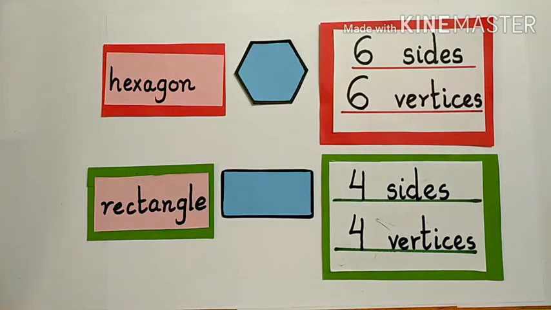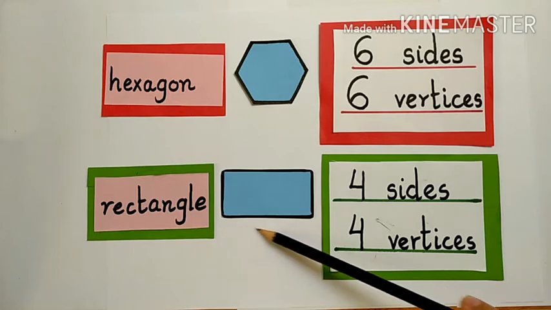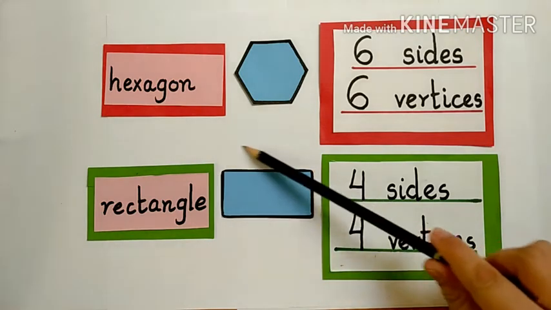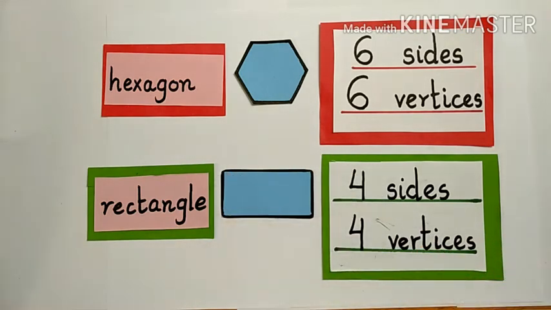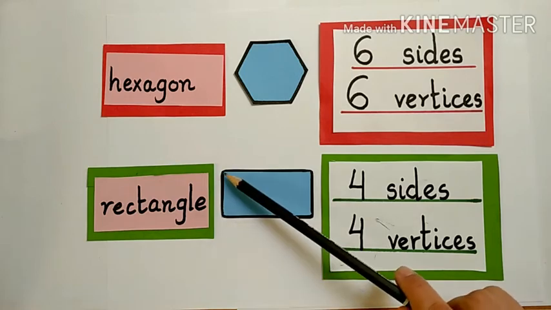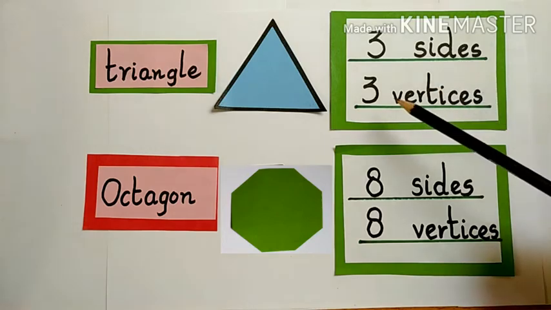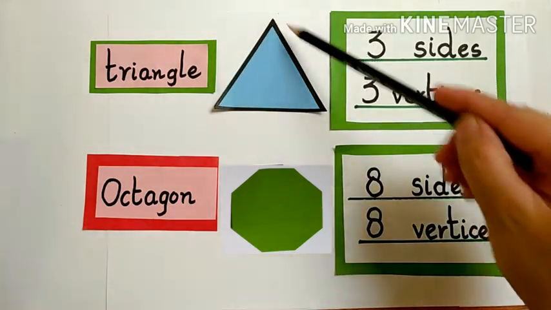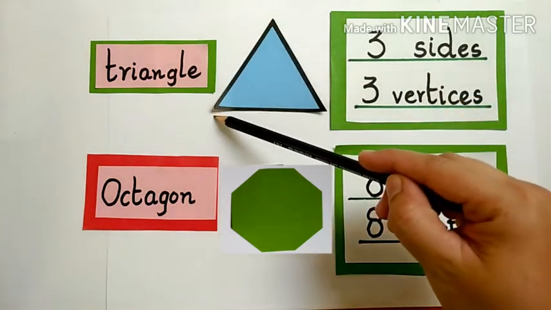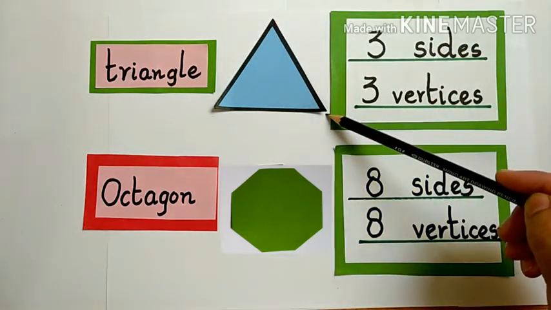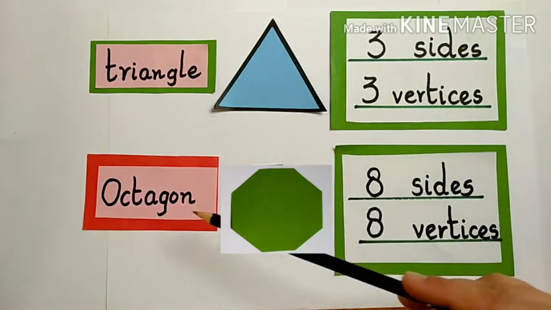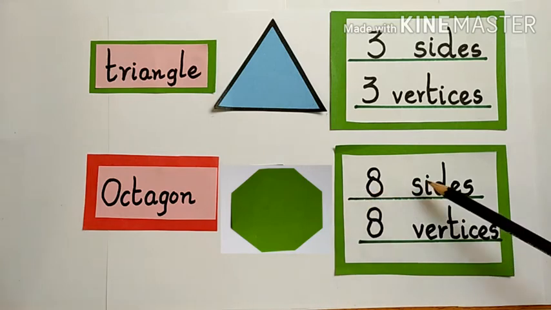A rectangle has 4 sides, 1, 2, 3, 4, and 4 vertices. A triangle has 3 sides and 3 vertices. These are the sides, and these points where the lines are meeting are vertices. An octagon has 8 sides and 8 vertices.